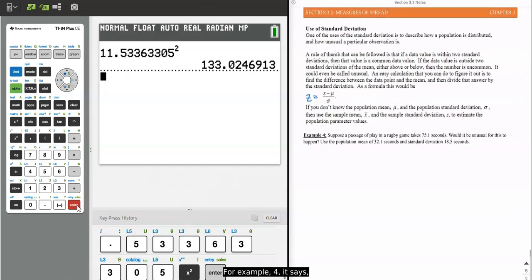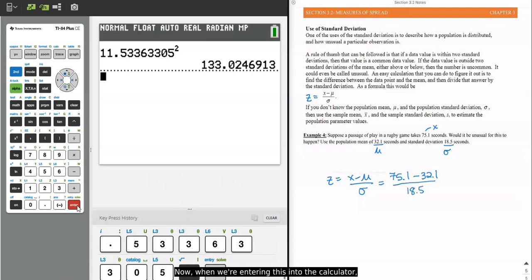So for example 4, it says suppose a passage of play in a rugby game takes 75.1 seconds. Would it be unusual for this to happen? Use the population mean. So my population mean, mu, is 32.1 seconds, and the standard deviation of the population, so that would be sigma, is 18.5. So this 75.1, that's my data piece. So we want to find the z-score. So my z-score would be x minus mu over sigma, which in our case would be 75.1 minus 32.1, all divided by 18.5.